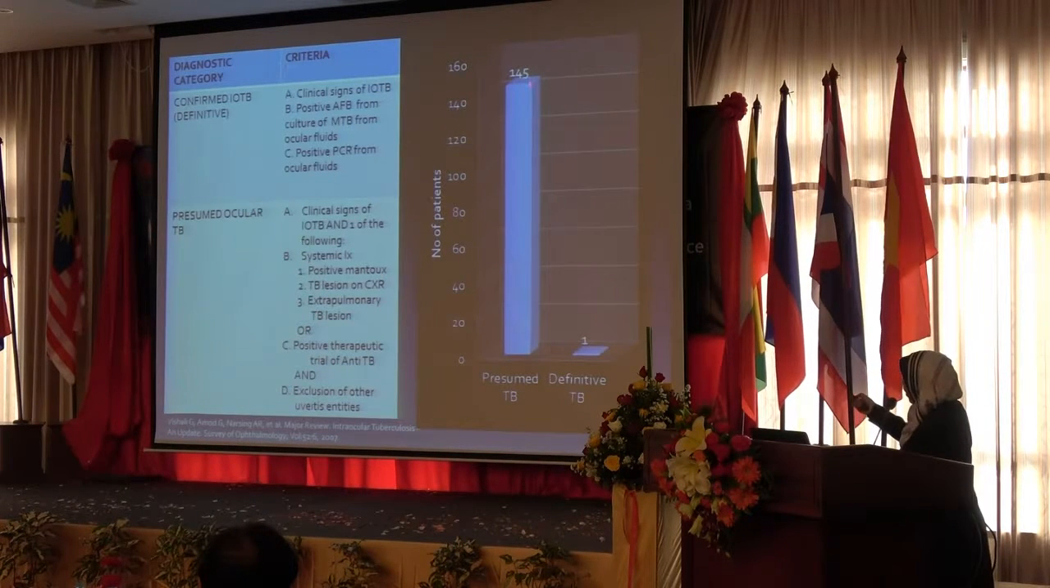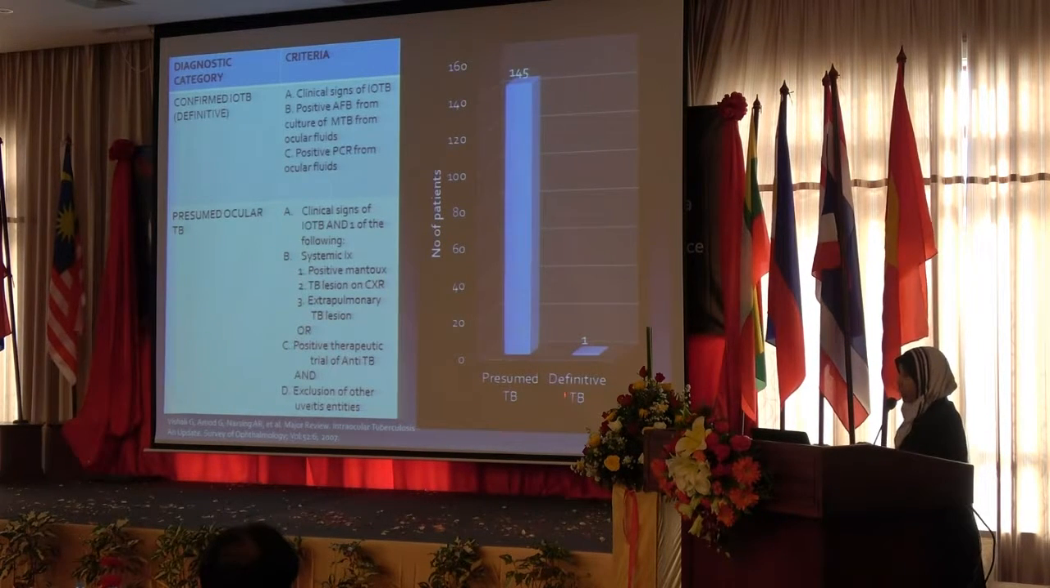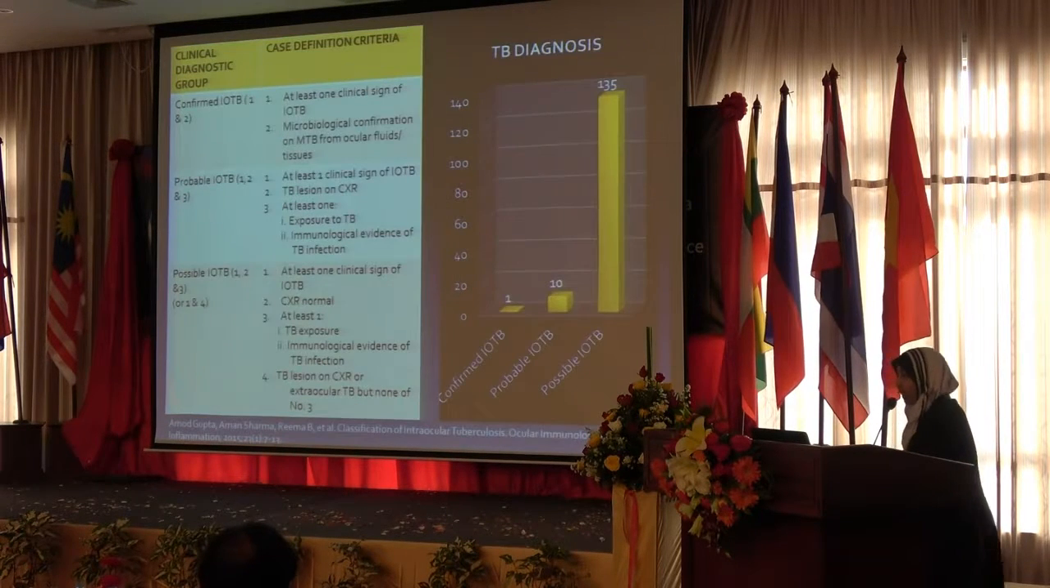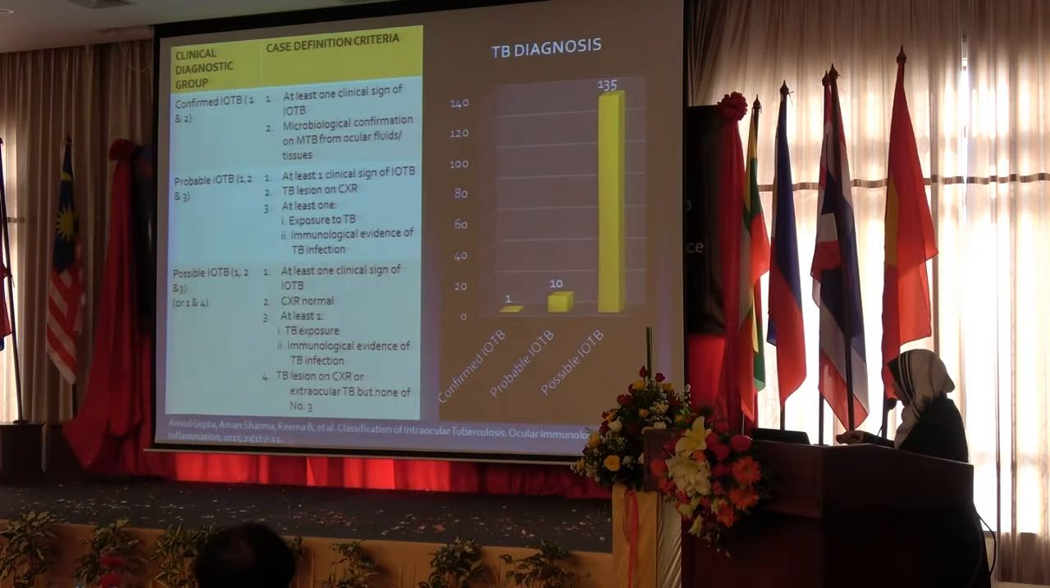So in our study, we found that 145 eyes were all of presumed TB, and only 1 had a definitive diagnosis, that 1 patient that had the positive PCR. In looking at the more revised criteria recently published in the Ocular Immunology Journal in 2015, whereby they subcategorized it to confirmed cases, probable or possible. Still, our patients are all in the possible group.